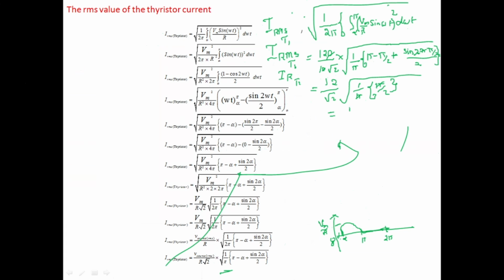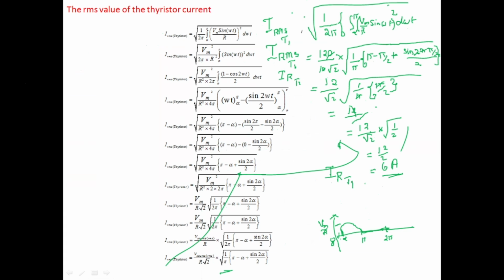So this is 12 by, this is root 2, no? Yeah, it is in the denominator. So we'll say 12 by root 2 into root of 1 by 2. So I can write it as 12 by 2, 6 amps. This is the RMS of the current which is flowing through thyristor T1.